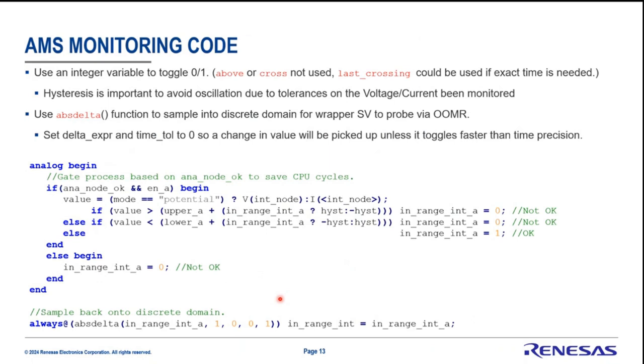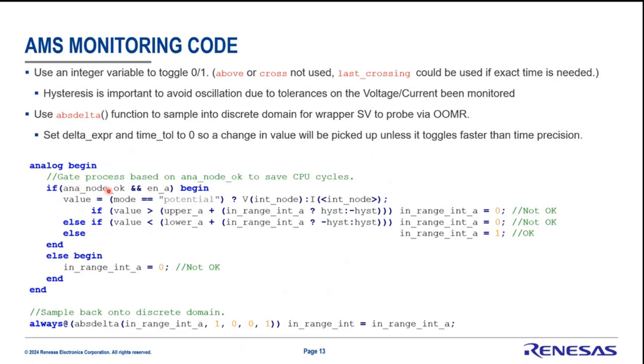So on the AMS side, what we can do is we generate our monitor code. Here I've generated a very simple monitor. If the analog node is true and it's enabled, then based on whether it's a potential or a flow, I get the value, which is a real. And then just check if the value is within a certain range. And you must have hysteresis in Verilog AMS, otherwise you can cause oscillations. And that basically sets an integer that's internal, 0 meaning it's not okay, 1 meaning it's okay.